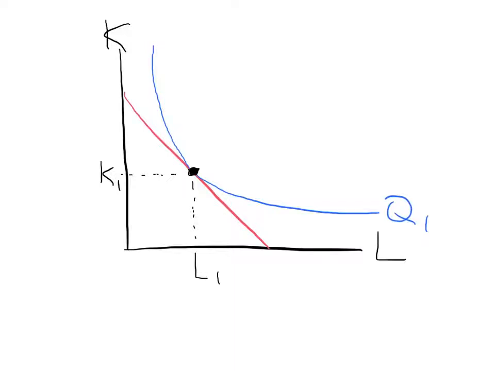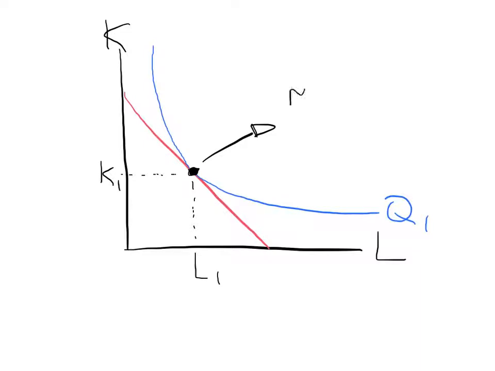Now we know how the minimizing cost problem looks in the diagram, at least the tangency point. Let's look at what happens when you change one of the prices or when something else changes. The first thing I want to point out is that since this is a tangency point right here, we should have an equation for this line, because we know that the slope of the isoquant and the slope of the isocost are the same at that point.